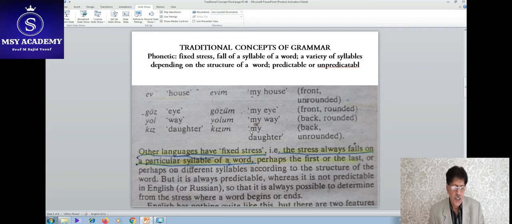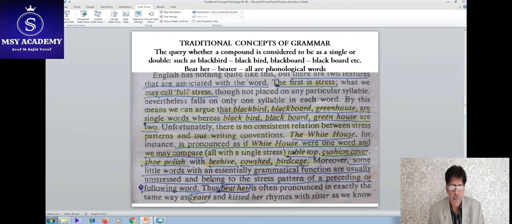Other languages have fixed stress, and the stress falls on a particular syllable of a word, perhaps the first or the last, as I indicated in my pronunciation. In English, stress is always unpredictable. Sometimes it is on the first, and sometimes it is on the last syllable of the word. The first stress is actually the full stress. But this can be argued; it is debatable and not final.